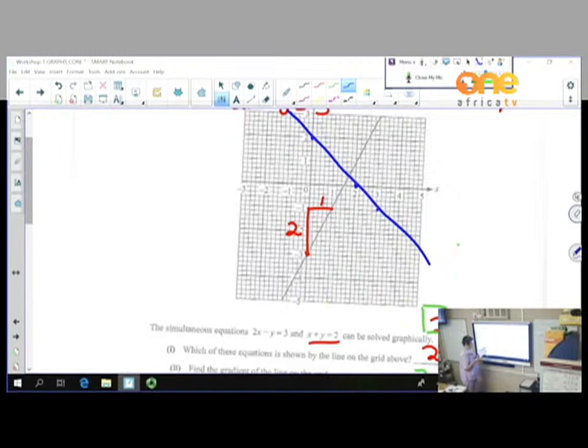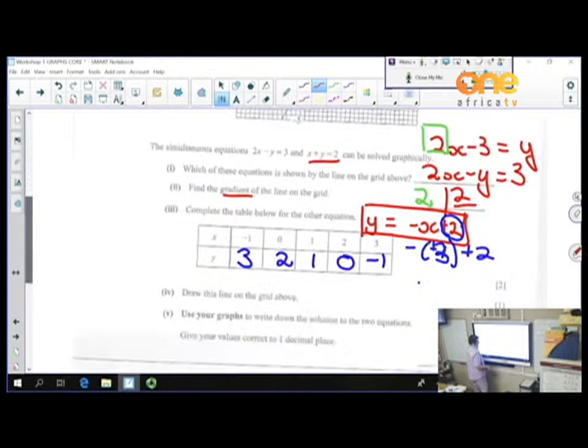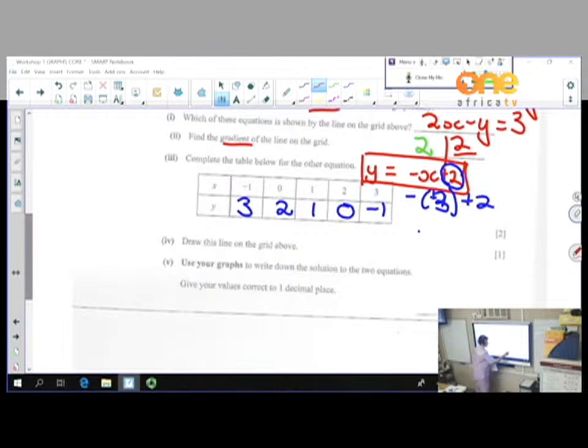And the last question says, use your graph. That means you need to read it off to find the solution of the two equations. And the solution is there where they intersect. So this is the point that we're looking at, where the two graphs intersect. That is my solution that I'm going to read off. And mine is 1.6. Again, you might have 1.5 or 1.7. It might differ a little bit. This one shouldn't be too difficult to get the correct one. So this is a straight line graph.